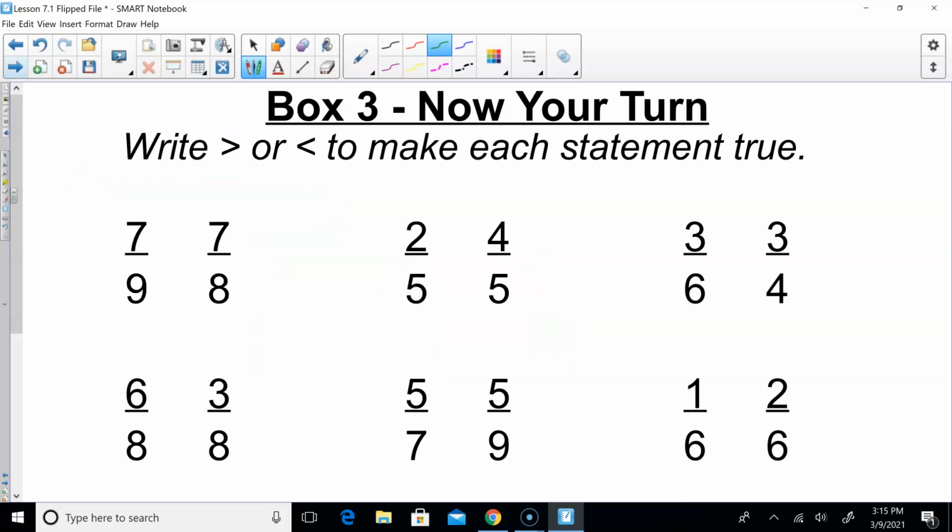All right, now it's your turn. So what you're going to do is write down these statements to make them true using less than or greater than. I would also circle the parts of, was it the numerators the same or the denominators the same, so you'd see how you're using that strategy to help you.